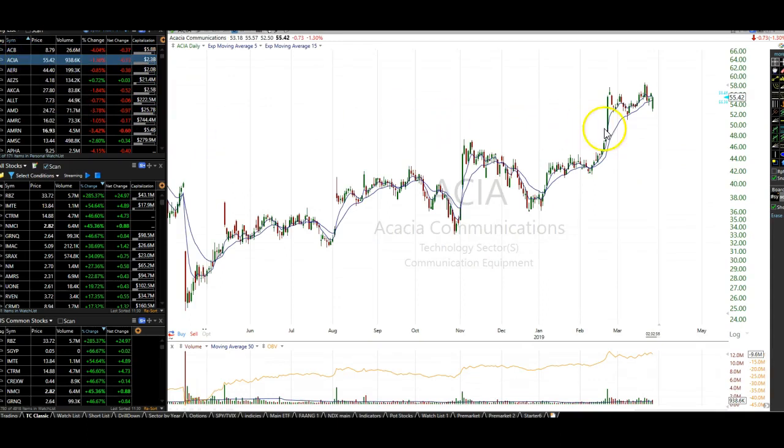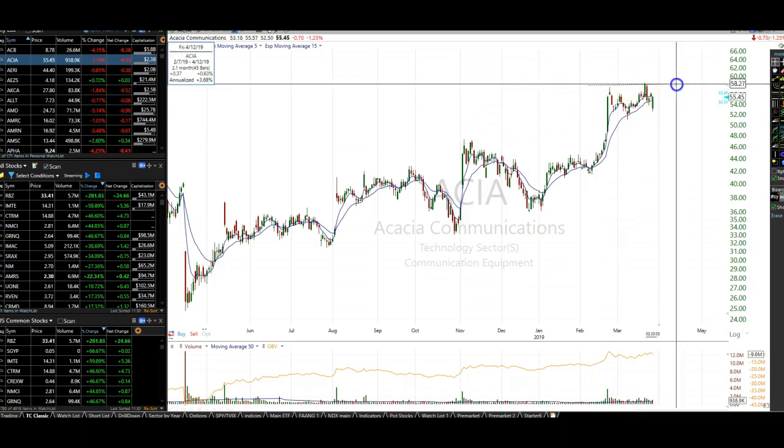Now this ACIA came off today. I don't have anything set on it yet. It's a bit high. It's a nice flag in here though. I should have this probably alerted in here like this.